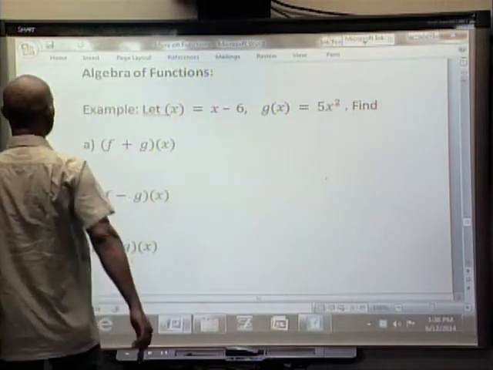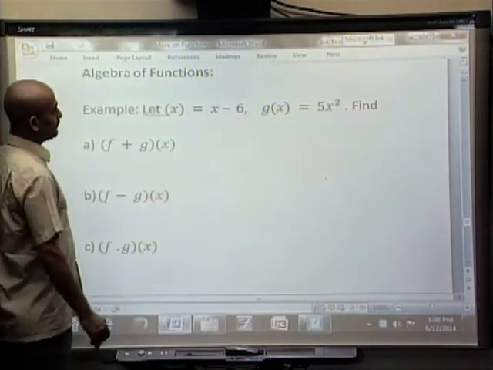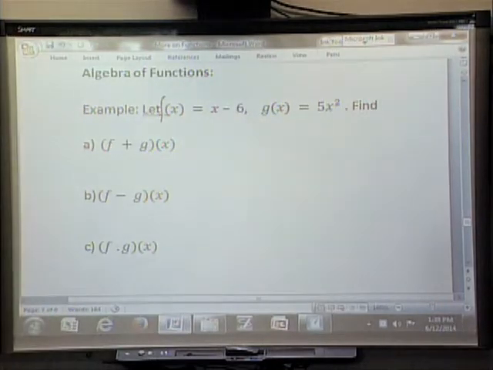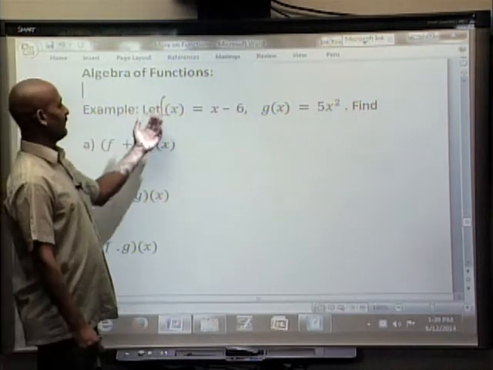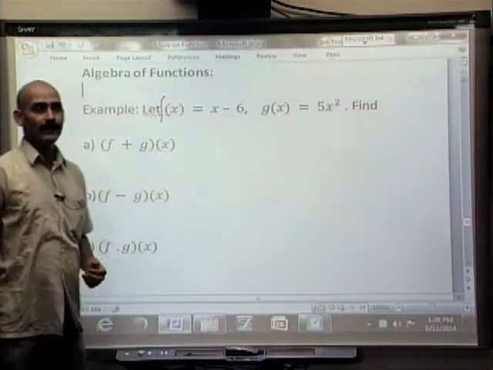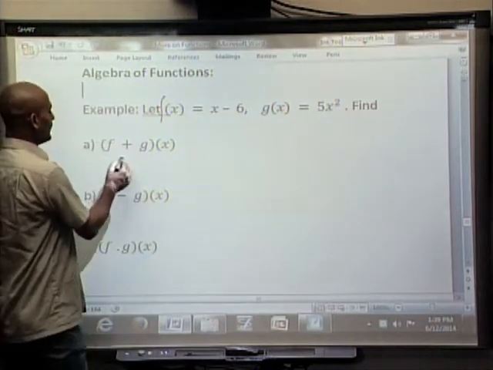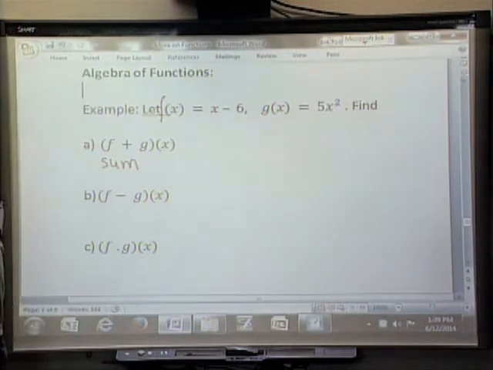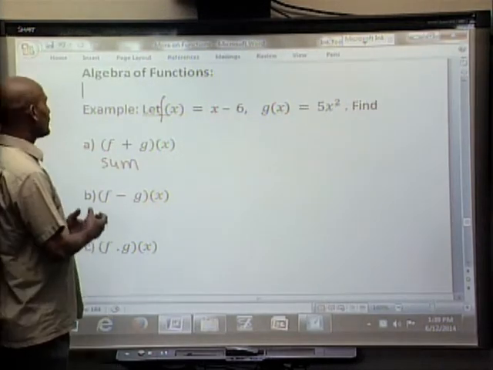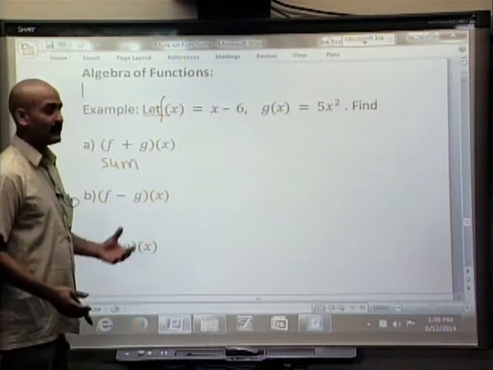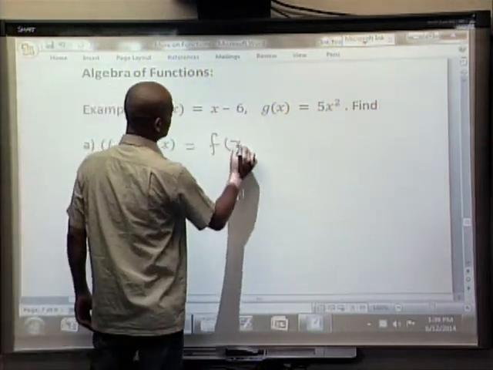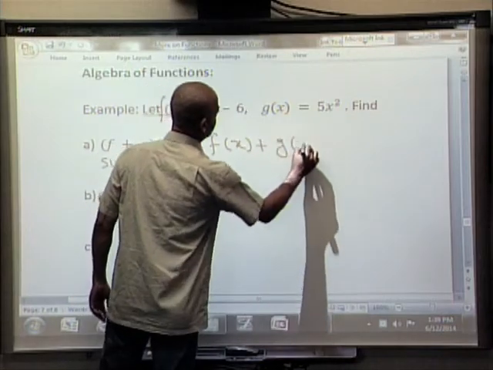The sum of two functions f and g. Let's say one function is f of x, another function is g of x. The sum of the two is represented by f plus g. And if we want to find the sum of the two functions, f plus g of x, this is basically f of x plus g of x.